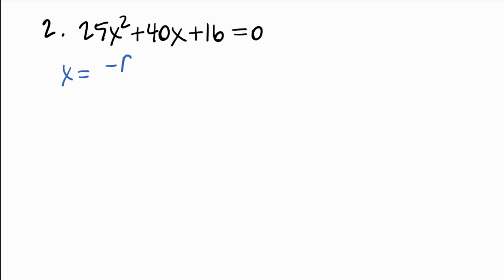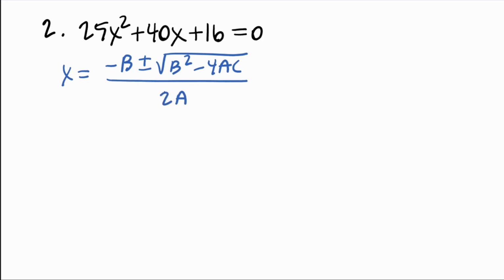X equals negative b plus or minus the square root of b squared minus 4ac all over 2a. Okay, I'm not even going to do the complete the square method for this one because this is one where you just want to use the formula. So this is going to be negative b is negative 40 plus or minus the square root. B squared is going to be 40 times 40 is 1600 minus 4 times 25 times 16.